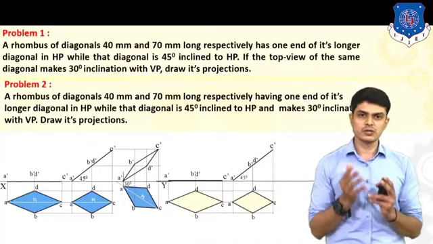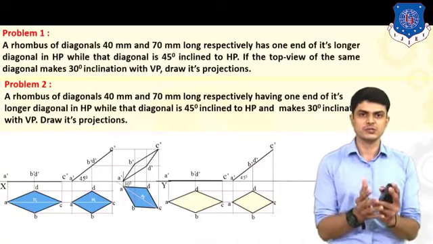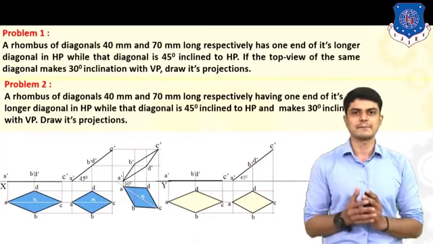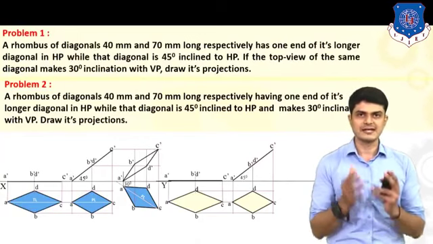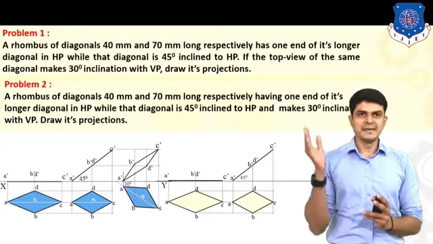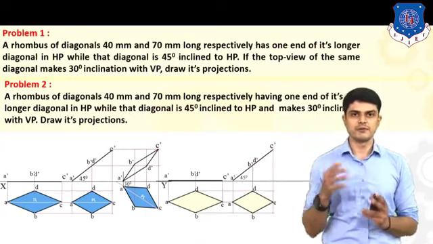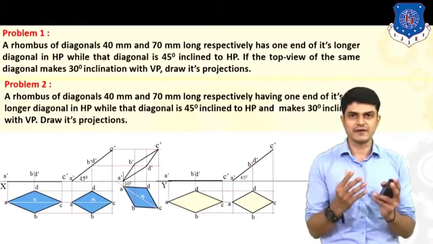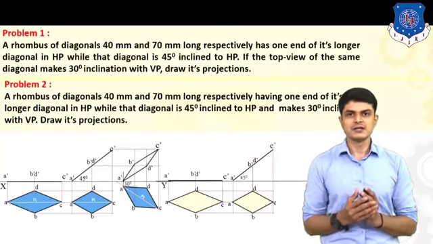Now, let us come to the third and final stage, which is actually different as compared to your example number 1. So let us see. Let us read the data. Makes 30 degree inclination with VP, but what makes 30 degree? So let us find out. Let us read from the previous sentence.